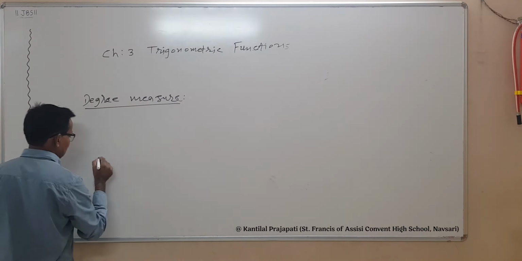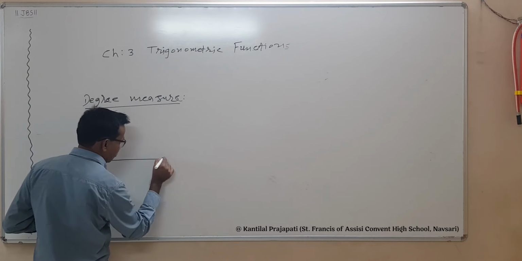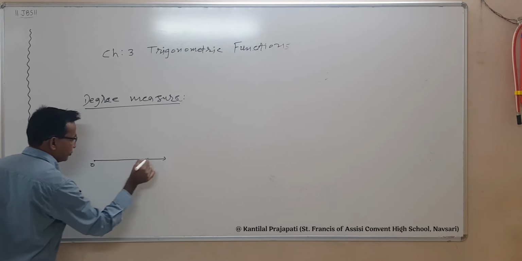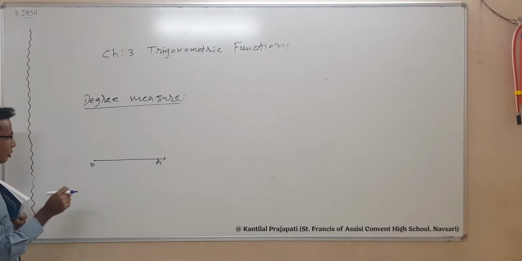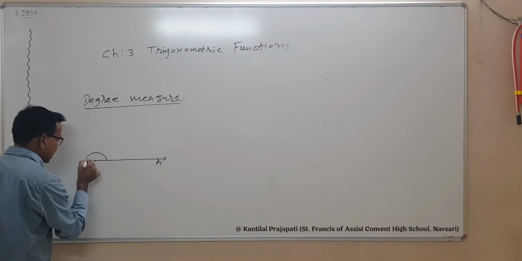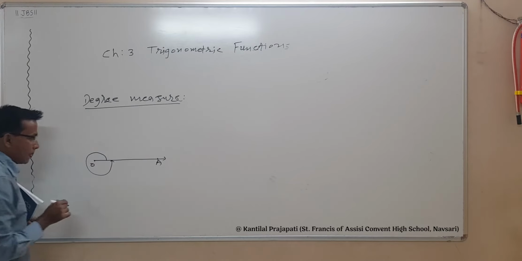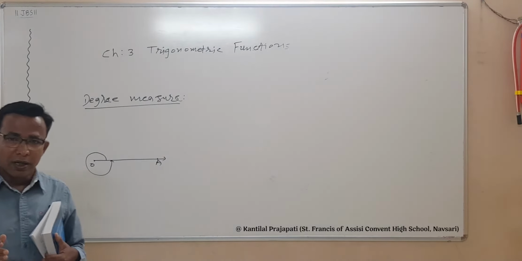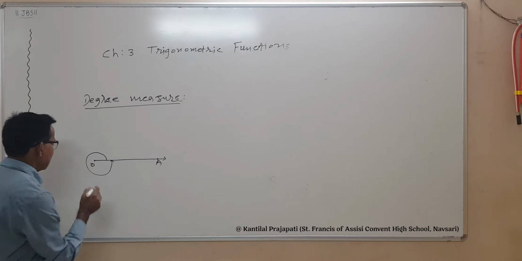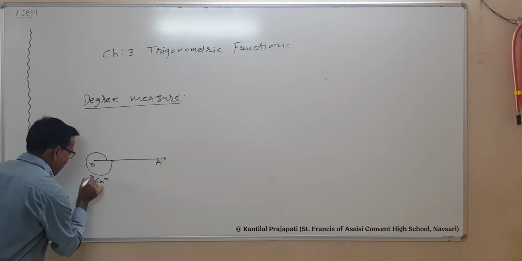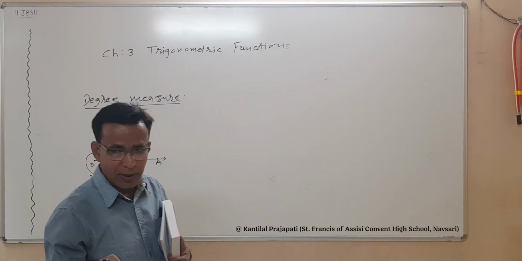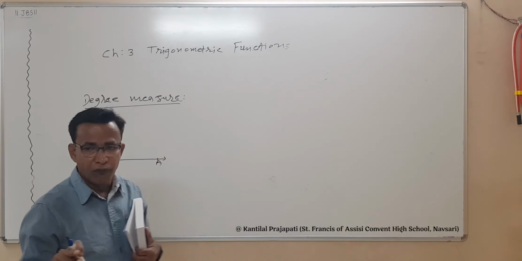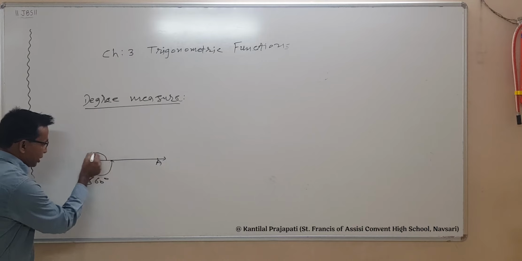See here, this ray OA. After one complete revolution of ray OA, you get 360 degrees. The 1 upon 360 part of one revolution is called 1 degree. The complete revolution is 360.